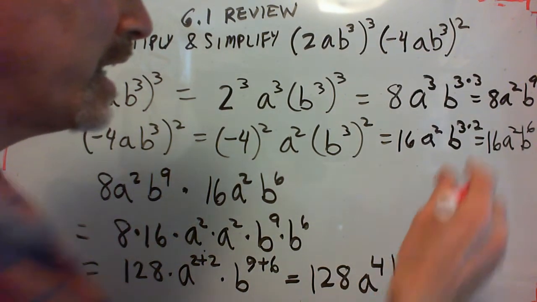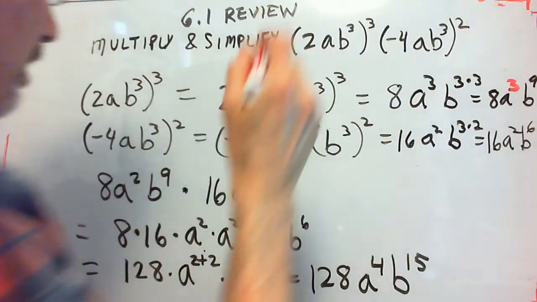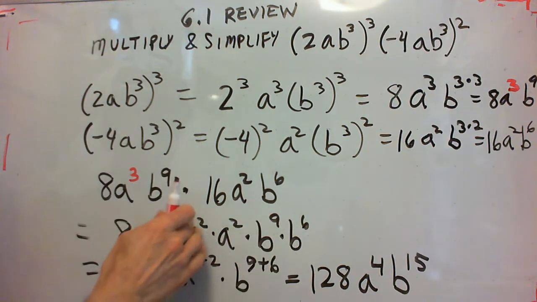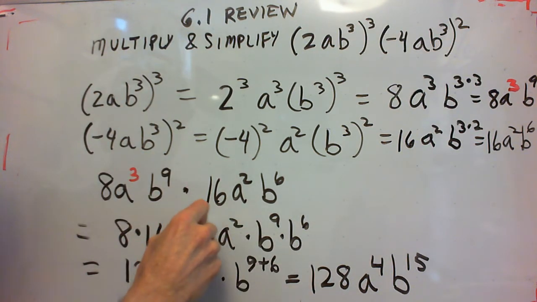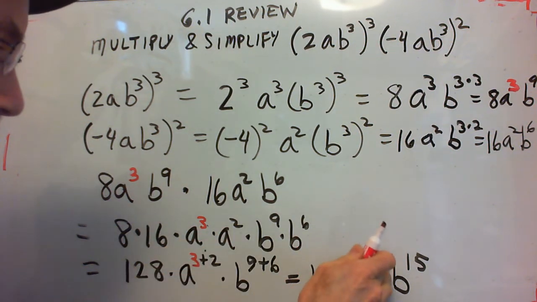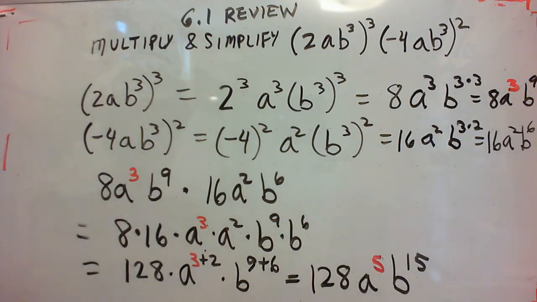And in double checking, I see I changed that 3 to a 2. What the heck is wrong with me? That changes things a little, so sorry about that. So that first a is a cubed. So it's actually, the final answer is 128, a to the 5th, b to the 15th.